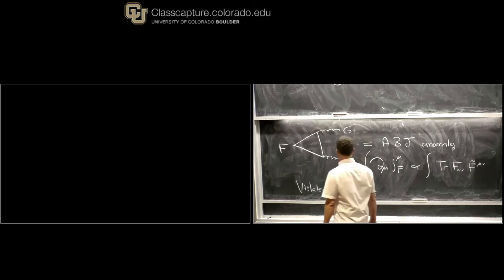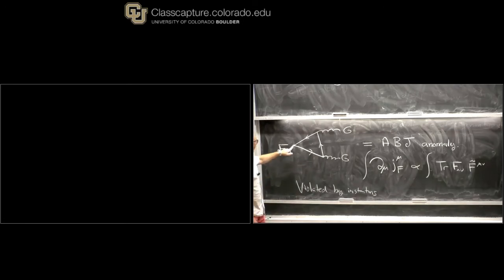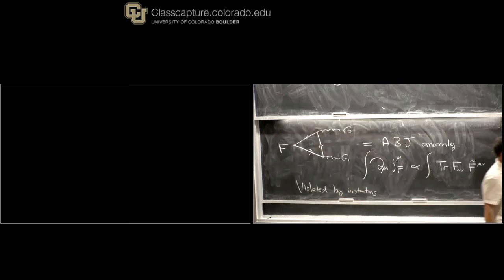And for the baryon number, we get zero because we sum over the different fermions running around here in the loop, and the psi's and the psi tildes cancel for the baryon number. Whereas for the axial symmetry, they add. And so this axial symmetry is violated by instantons. So here we could write, if we want to, instantons.